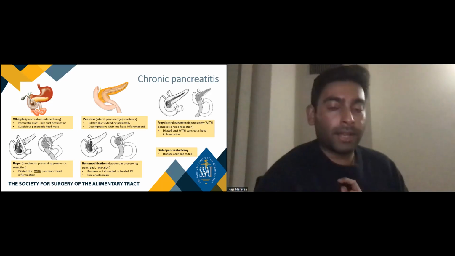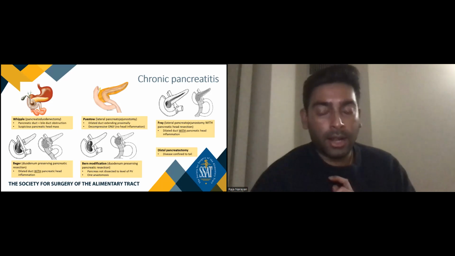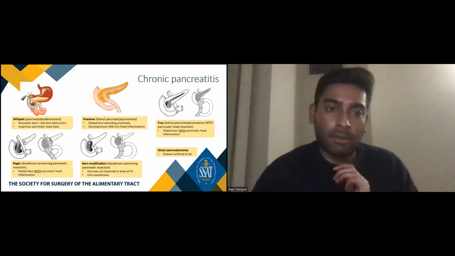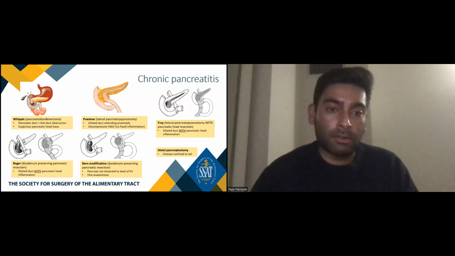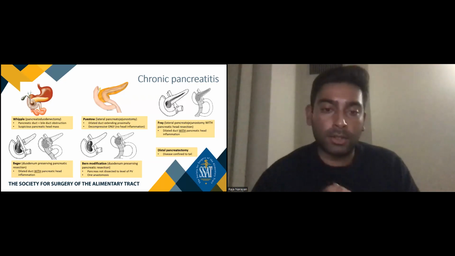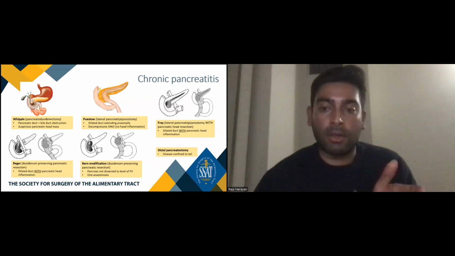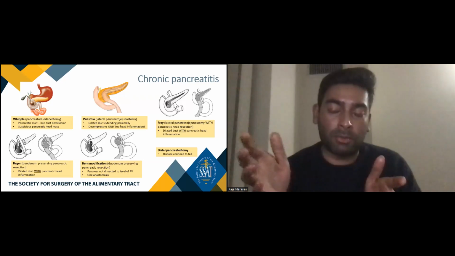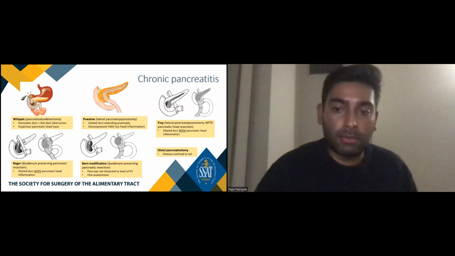I think the Berne modification, while it's an interesting historical option that's often described in Germany, is not commonly one that I would suspect comes up on the ABSITE. But certainly differentiating the Beger versus Puestow and Frey, just like she mentioned, is probably the key feature here. And knowing when you can do something, when you know that you're dealing with benign disease, versus if there's any suspicion, or strong suspicion, for malignancy, you need an oncologic resection with a Whipple. Perfect.